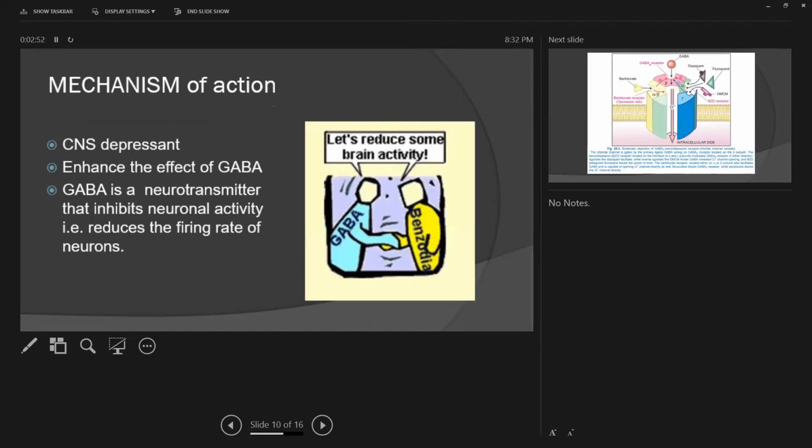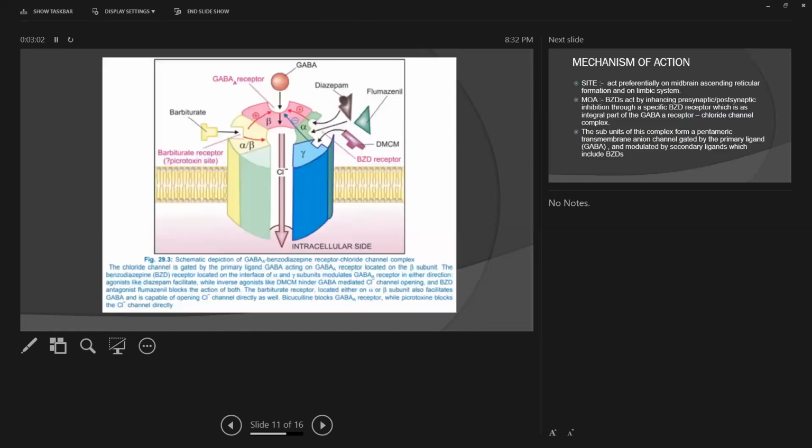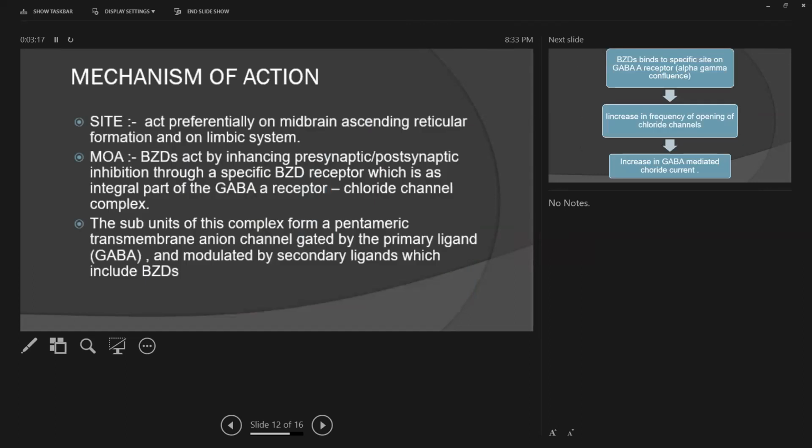Mechanism of action. It is basically a CNS depressant that enhances the effect of GABA. GABA is a neurotransmitter that inhibits neuronal activity, that is, it reduces the firing rate of neurons. Benzodiazepines act on the alpha gamma junction, and act preferentially on the midbrain ascending reticular formation of the limbic system.